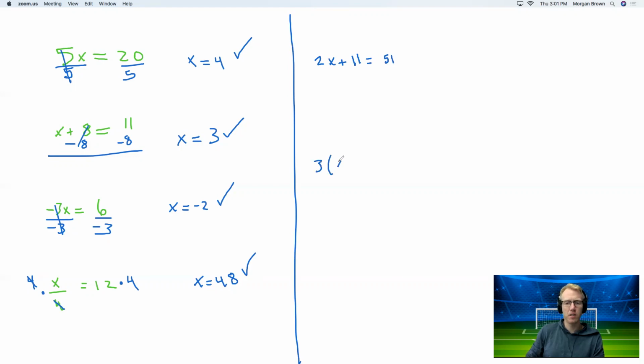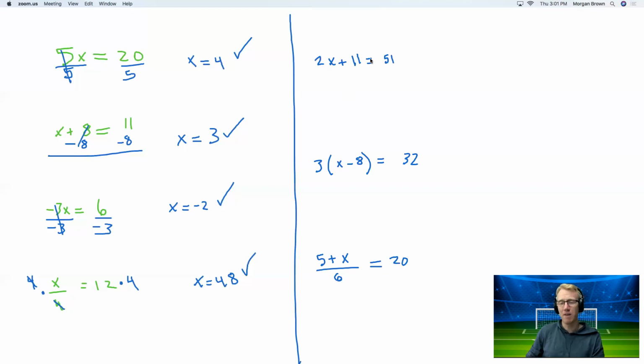3 parentheses x minus 8 equals 32. And 5 plus x over 6 equals 20. Okay, let's see what we can do.